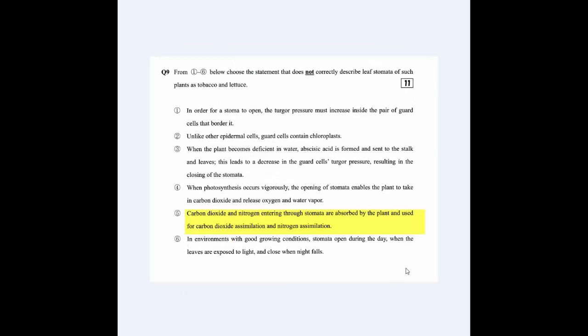9. From 1 to 6, choose below the statement that does not correctly describe the leaf stomata of such plants as tobacco and lettuce. The answer is 5. Carbon dioxide and nitrogen entering through the stomata are absorbed by the plant and used for carbon dioxide assimilation and nitrogen assimilation. That answer is wrong.